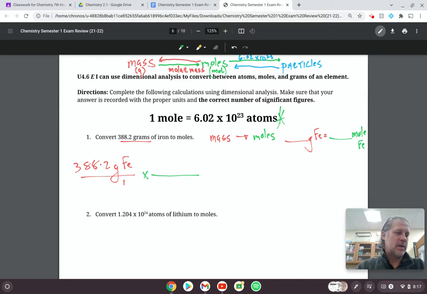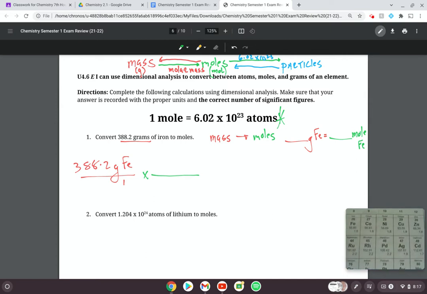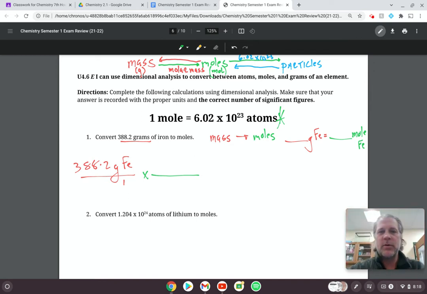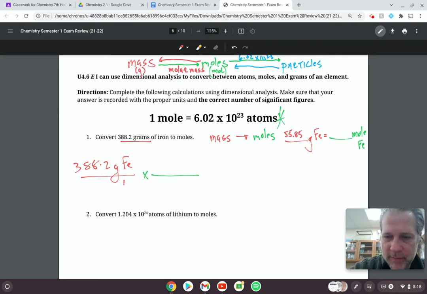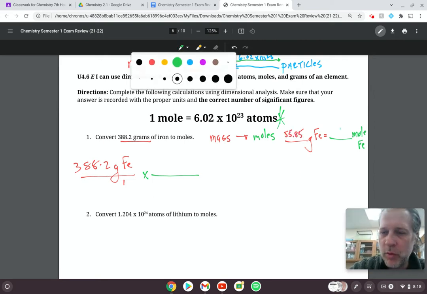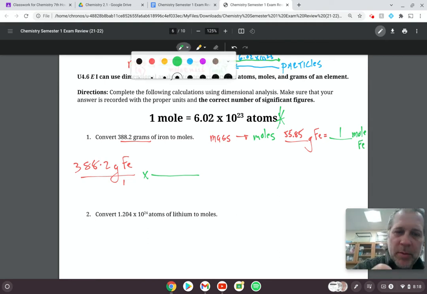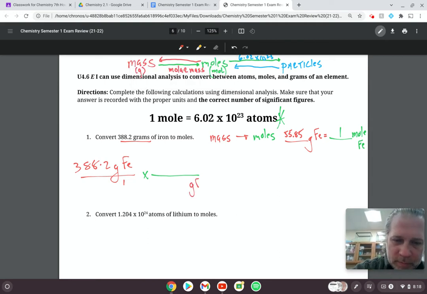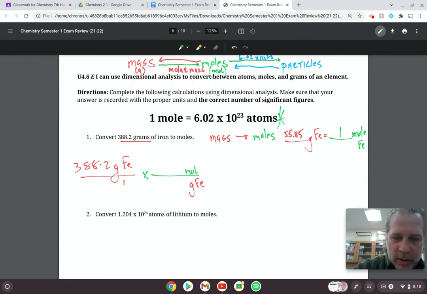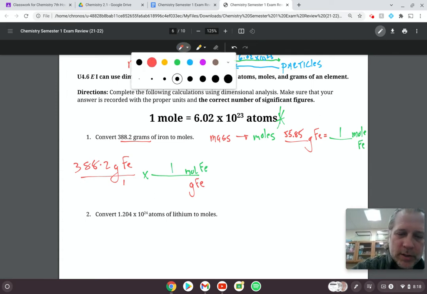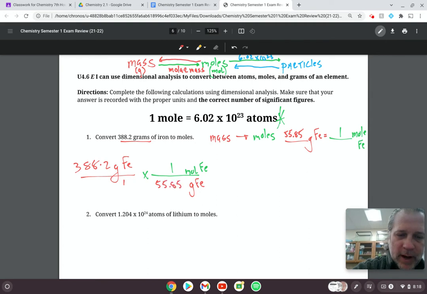And so if we have iron on the periodic table, there it is, it's 55.85 grams. So the mass of iron is 55.85 grams of iron, and that's always equal to 1 mole of iron. So when I go to set this problem up, I need to put grams on the bottom to cancel out the unit of grams, and I'm going to put moles of iron on the top. And now, because I know my conversion factor is 1 mole is equal to 55.85 grams, I'm going to go and do my math.